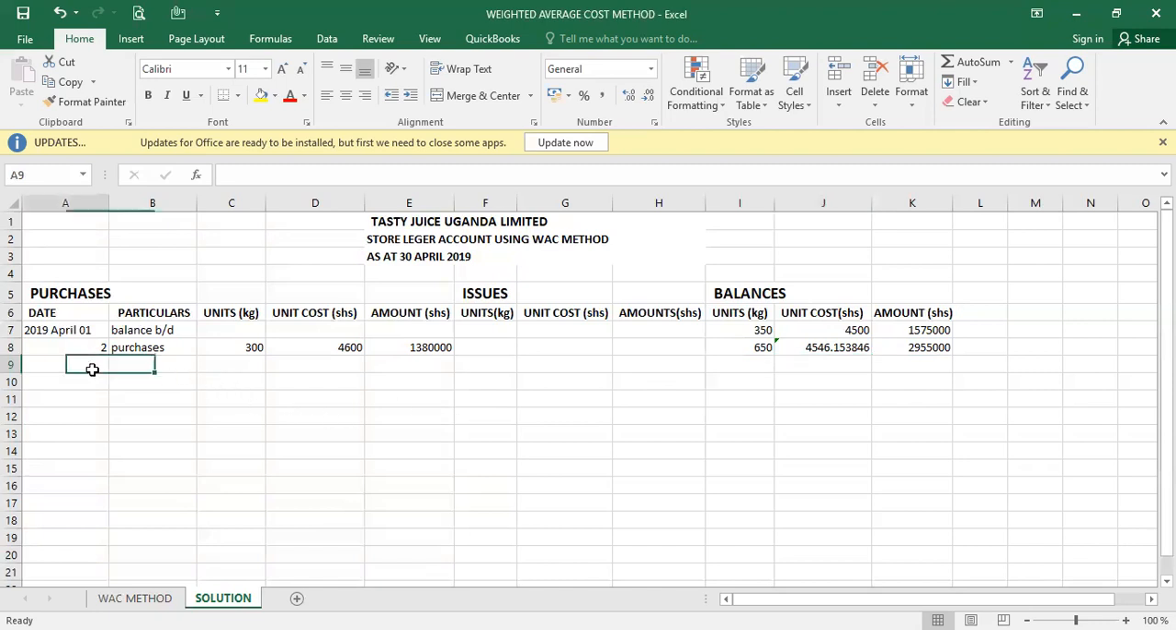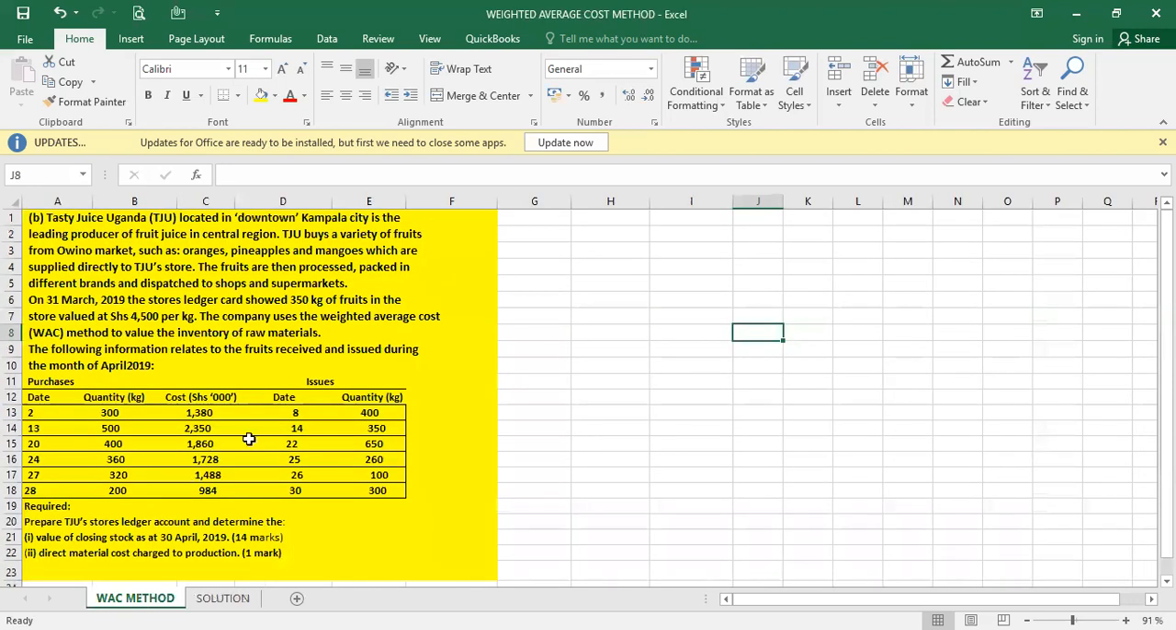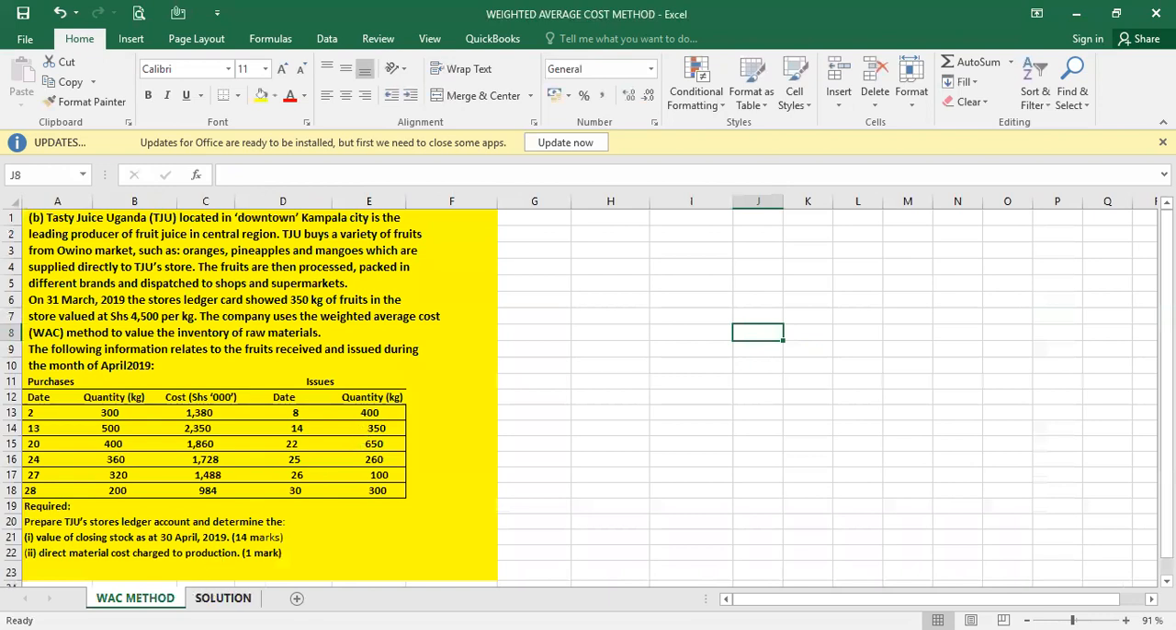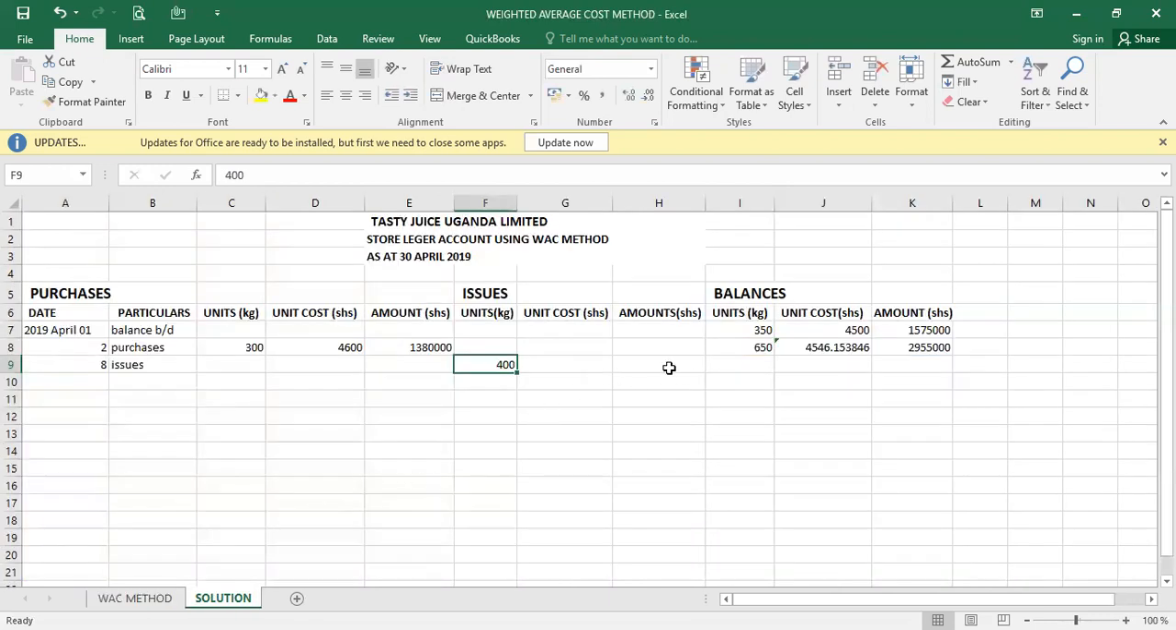So let's go to the second transaction, which happened on 8th. We issued out 400 units. Now we are not looking at it was on 8th. These are issues. We issued out 400 units. Let me hope they're 400. Yeah, they're 400 units, the one we issued out, but we are going to value that at this price you are seeing here. We copy it and we paste it here.